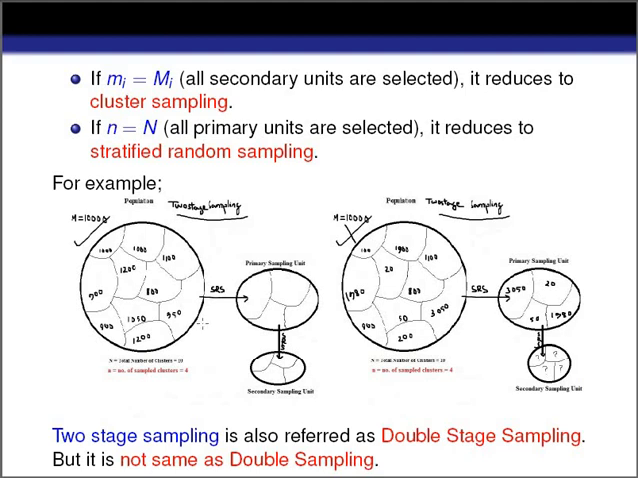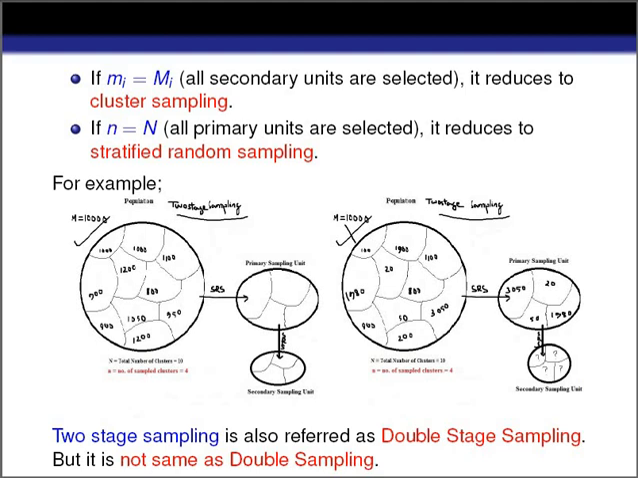But if in our population some of the clusters are very large and some are very small, then we have to decide our sample size for the secondary sampling unit based on some probability. Or we have to select the clusters in the primary sampling unit also by applying probability, which we will discuss in detail in our next part.